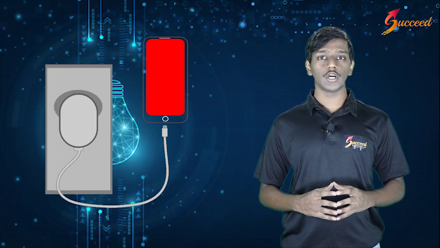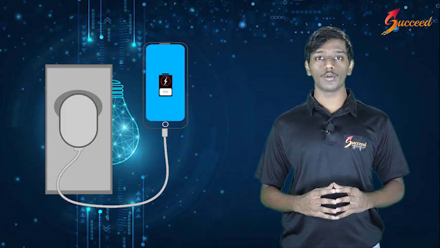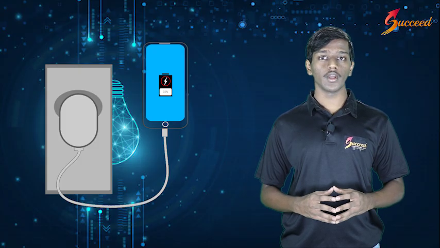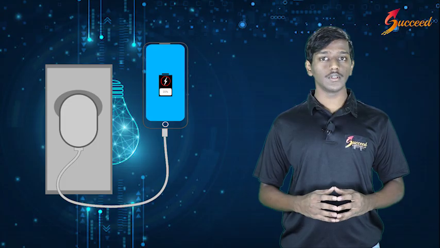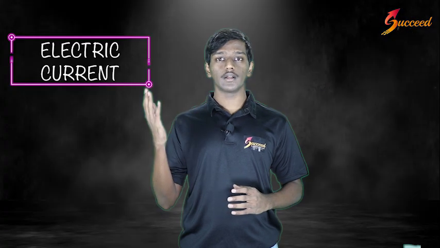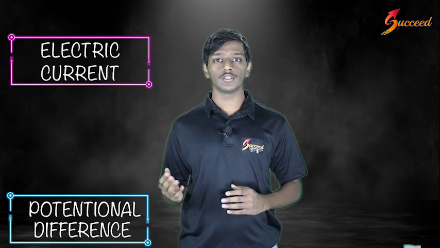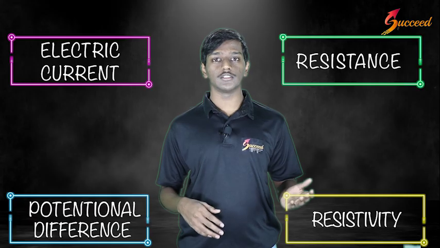Let us take an example. When you connect the phone charger to your phone, the phone automatically gets charged. Have you ever wondered why this happens? Let us look into what's going on there. In this chapter, we are going to learn electric current, potential difference, resistance, resistivity.